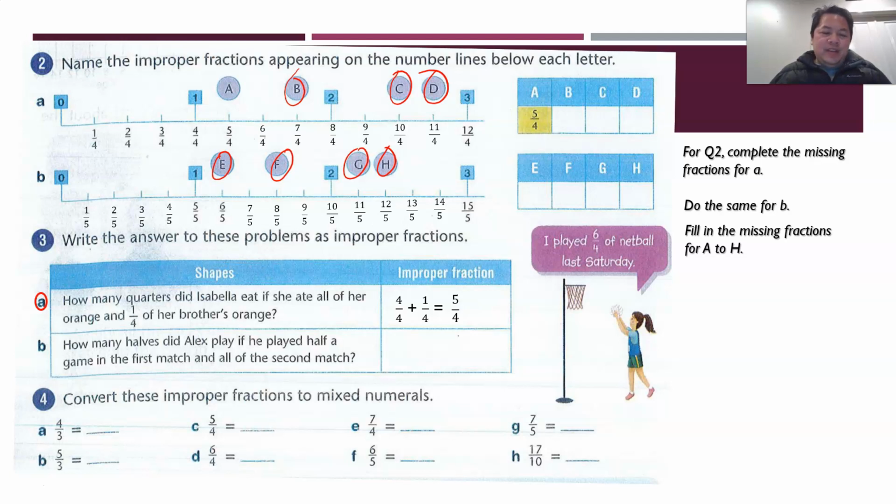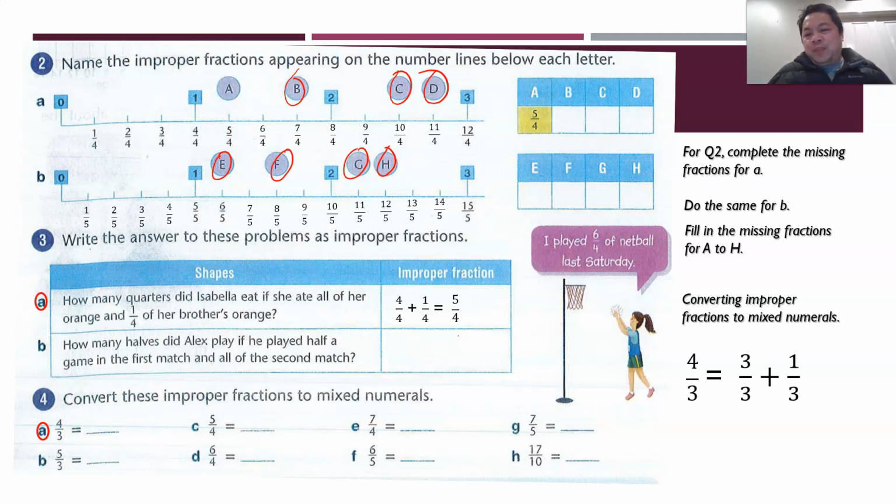And then for 4, you're supposed to convert an improper fraction into a mixed numeral. Sometimes people call it mixed numbers. So how do you convert? I'm using one of the examples, 4A. We know that 4/3 is actually made up of 3 out of 3 plus 1/3, isn't it? And we know that 3 out of 3 is 1 whole. That's how I get 1 whole and 1/3 as the answer. Okay, so use the same strategies to solve the rest of the problems.